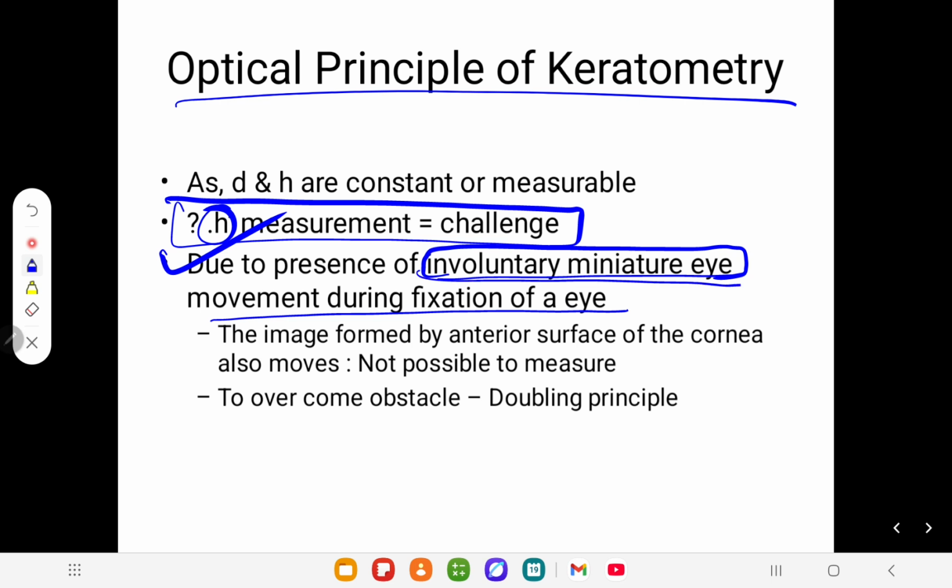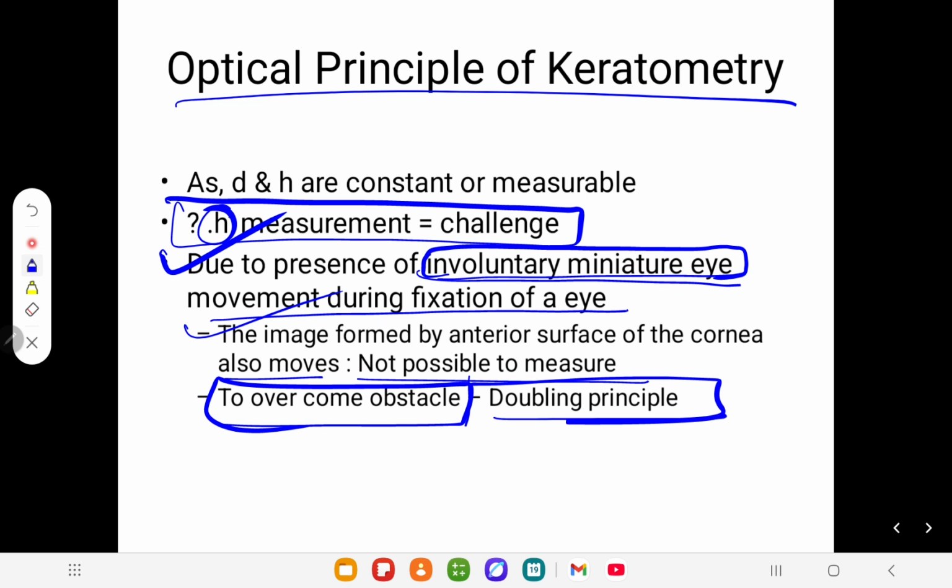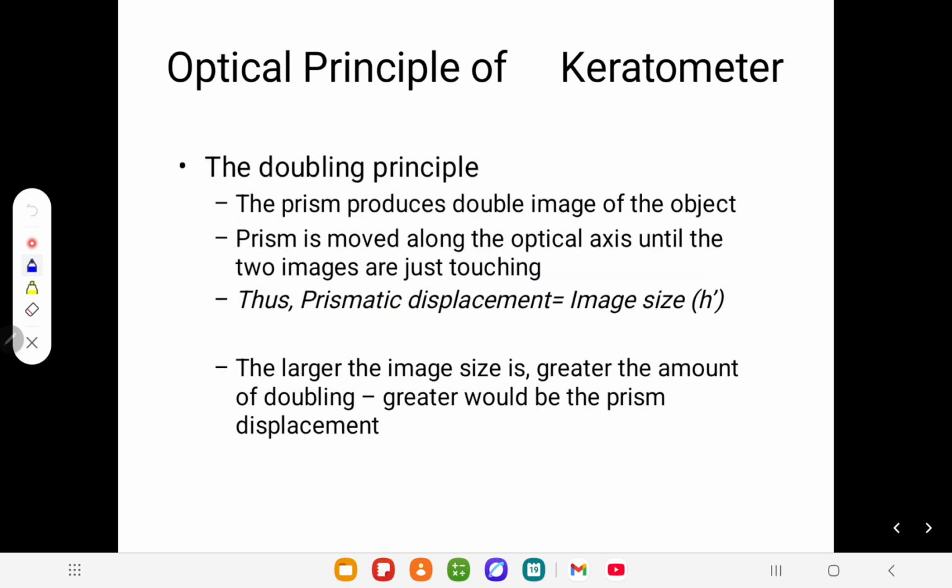That's why. Okay. So if I have miniature movement, then we have to measure the image height, but it's quite difficult. That's why we developed the doubling principle. The image formed by the anterior cornea also moves if the eye moves, and it's not possible to measure. That's why, to overcome that obstacle, the doubling principle was invented. So what is basically the doubling principle? There are a lot of things you'll come to know in keratometry, but what is the doubling principle? That's very important, and the different types of doubling. Yeah, there are a lot of things.